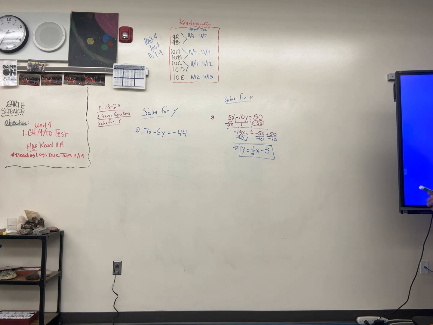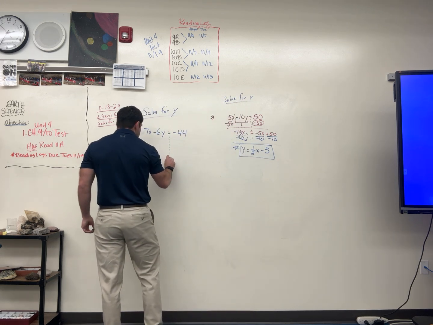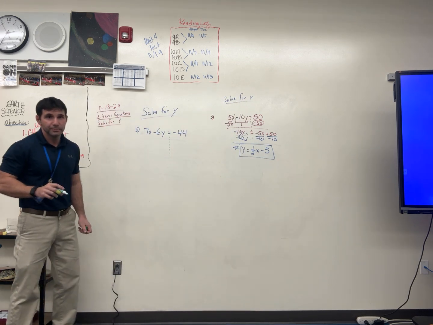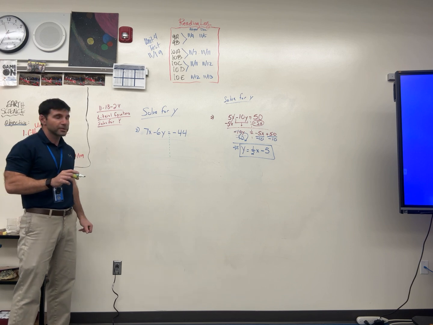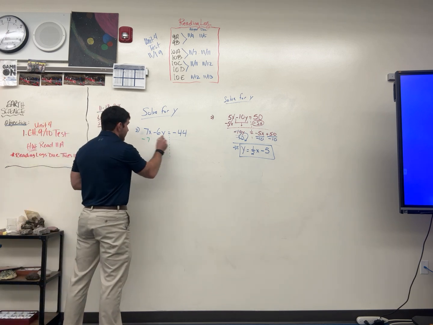Okay, so somebody other than Christian. What do we do first? Get rid of the 7. Okay, how do we do that? Subtract 7 from both sides. So subtract 7 from both sides?